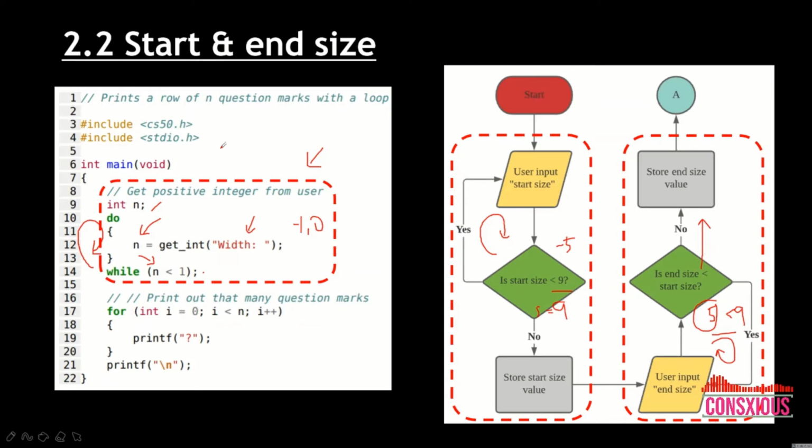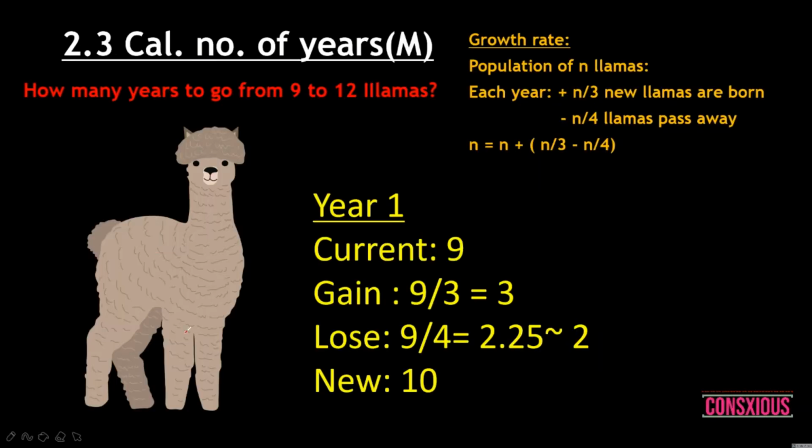So we can use a similar concept here to type into our program. So calculate the number of years. What is the calculation that we need to do? For example, the start size is 9 and the end size is 12. So following this formula, n divided by 3 are born, and n divided by 4 pass away. This is like a positive and this is like a negative.